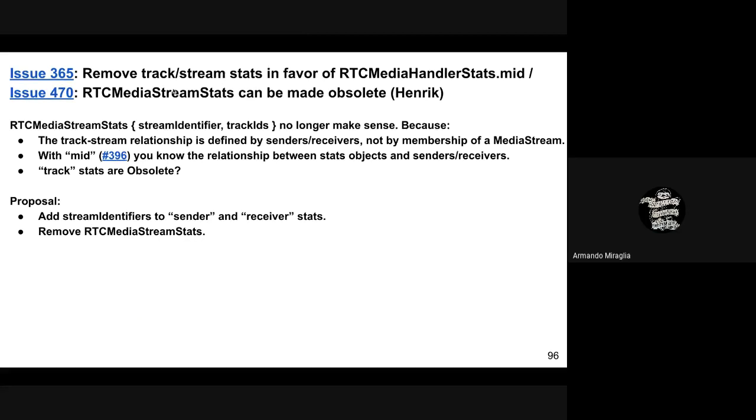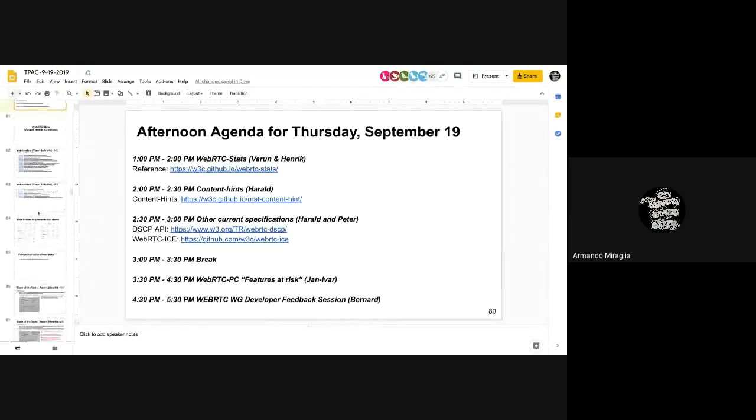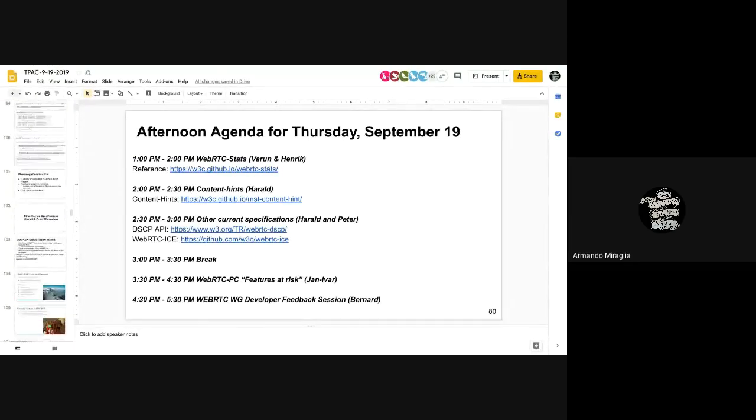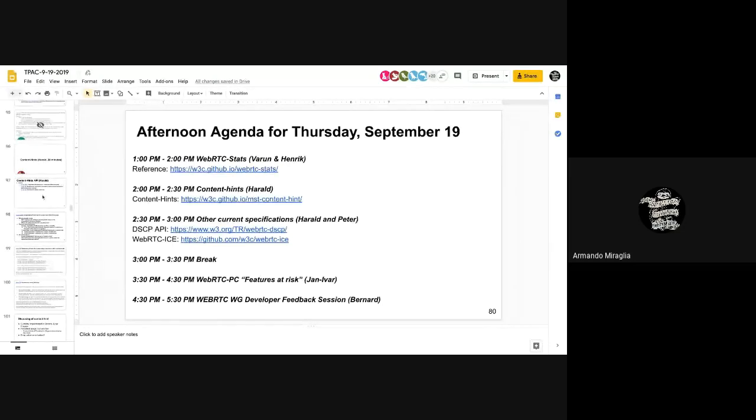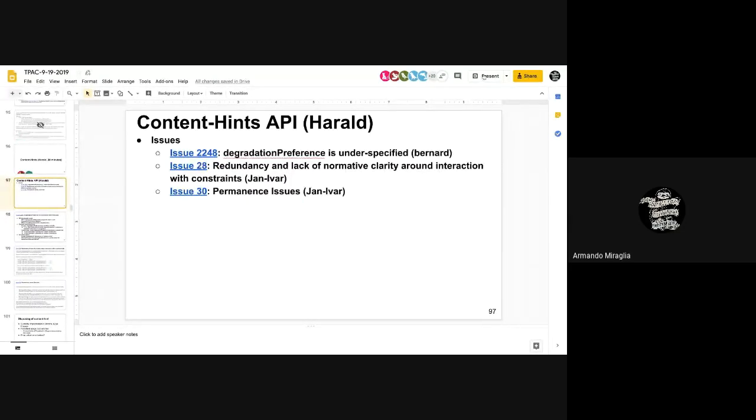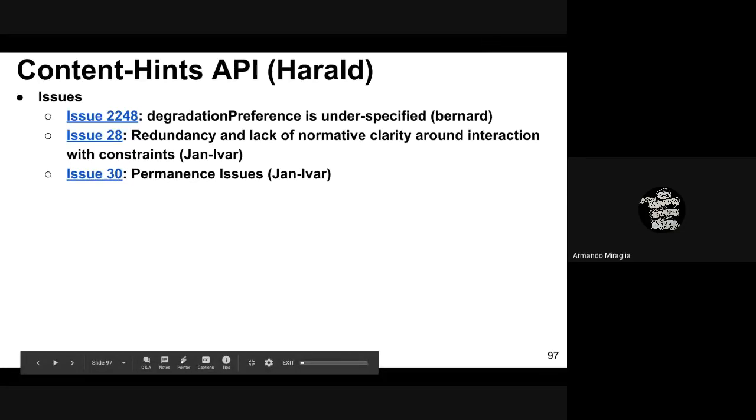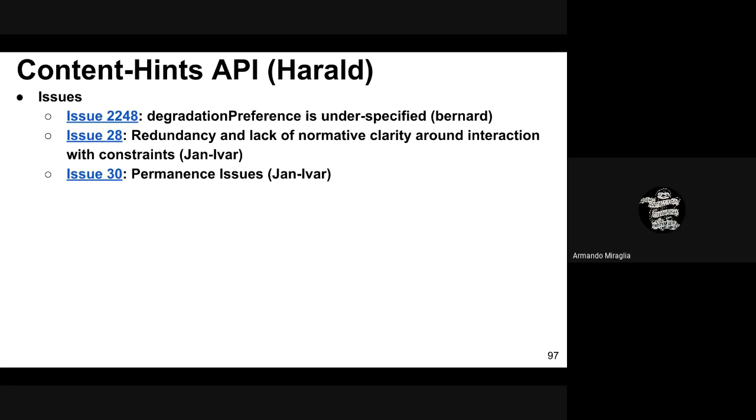So we're now moving to this discussion of content hints with Harald. Basically what we're going to do here is talk a little bit about degradation preference, which is from WebRTC PC, because it brings up some of the same issues we'll talk about in content hints, and then we'll go into a discussion of content hints.